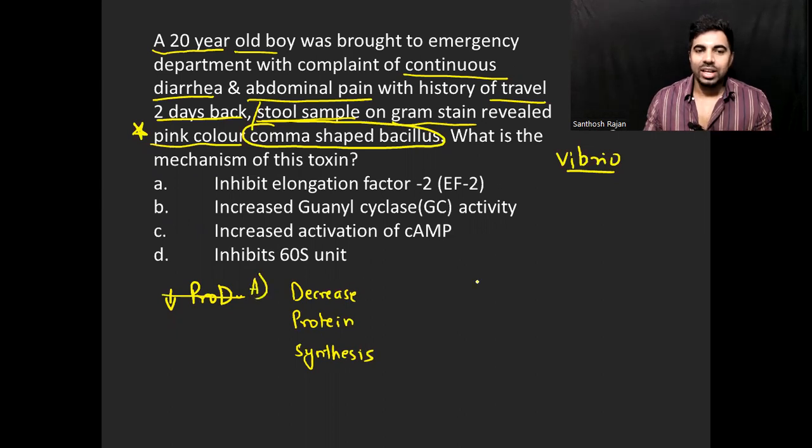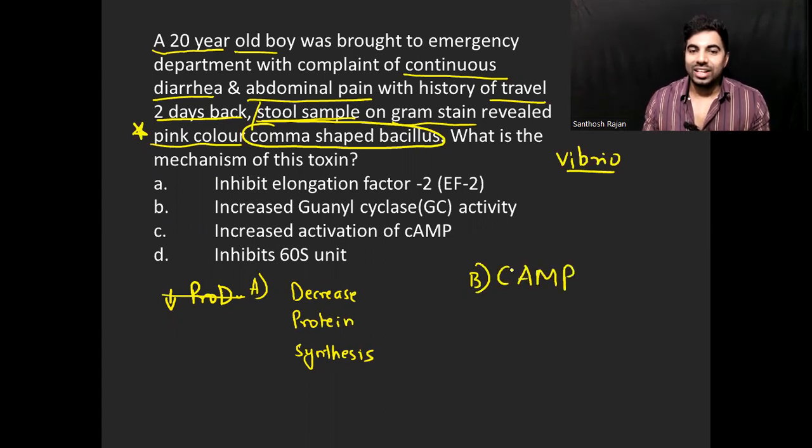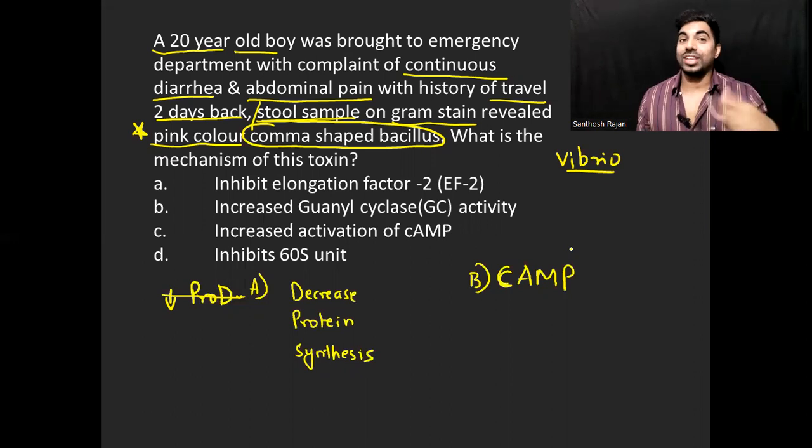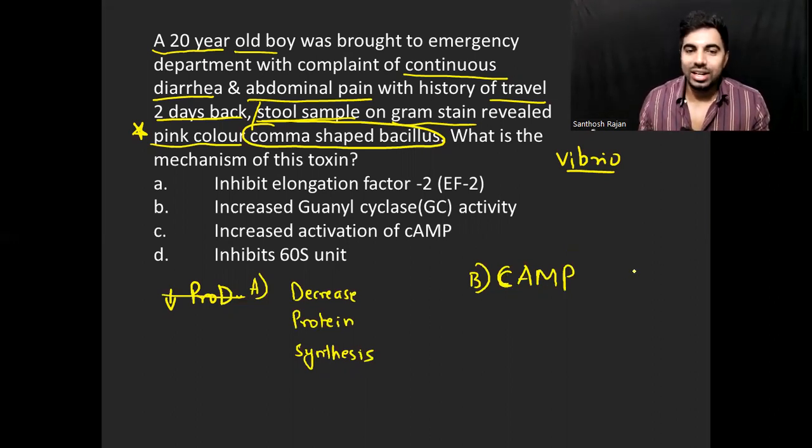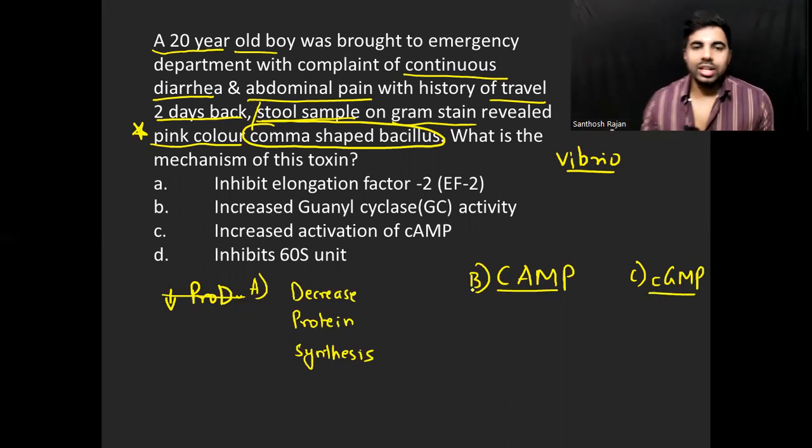Number two is by activating cAMP. Not that camp where boys go for camping, and not the camp studied in Vibrio El Tor. This is a different one. Small c A M P, and then the other one is small c G M P, cyclic AMP and cyclic GMP.